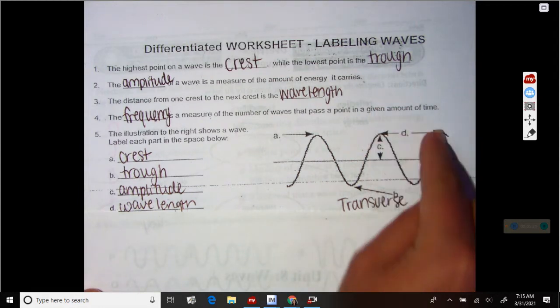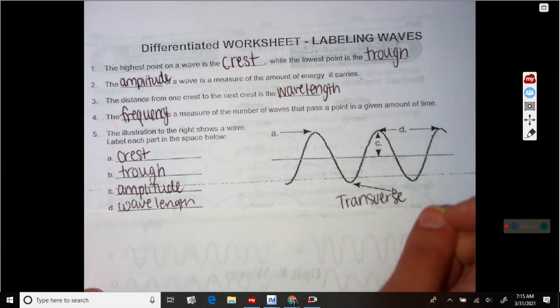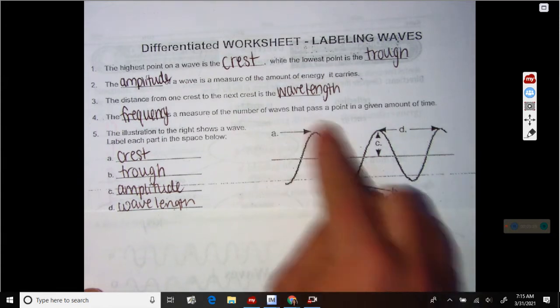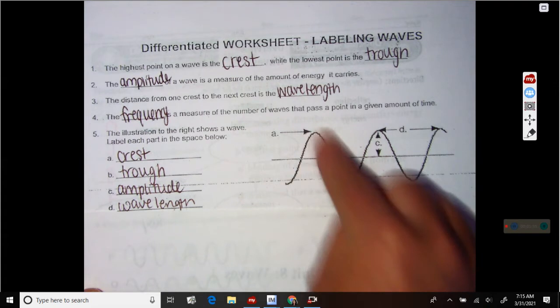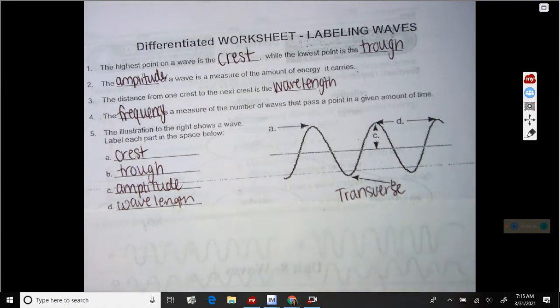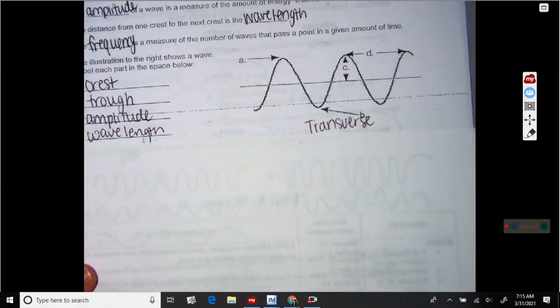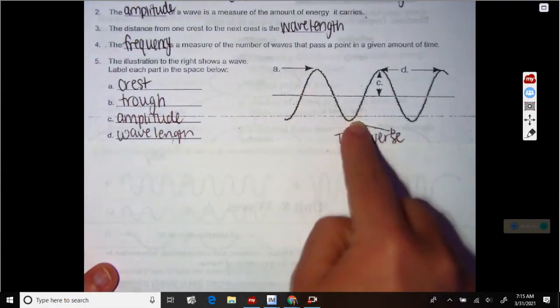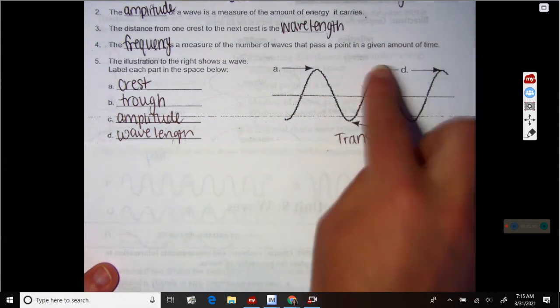And the wavelength is the distance between two waves. Now, frequency would be how many waves pass a point in a given amount of time. So if we had lines that were way closer together, there'd be a lot more crossing the same point in the same amount of time. All right, so if we look at this picture, we have the crest, trough, amplitude, and wavelength.